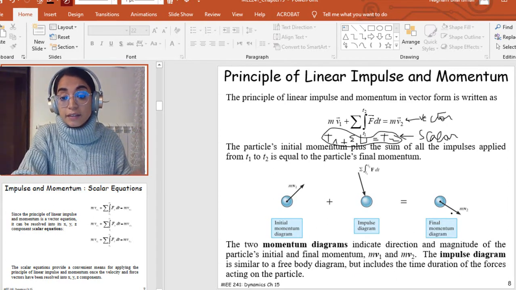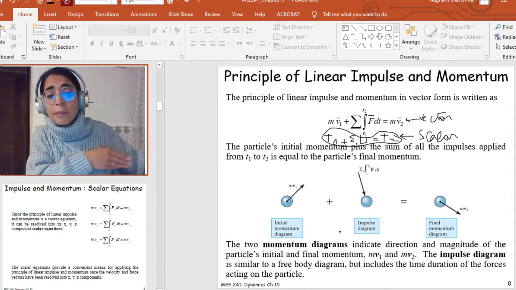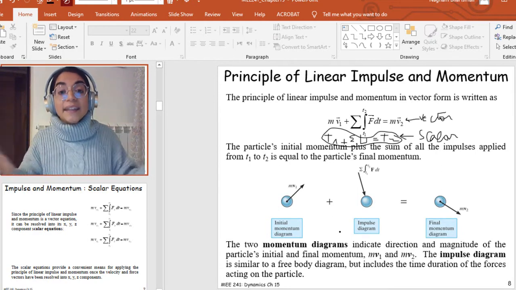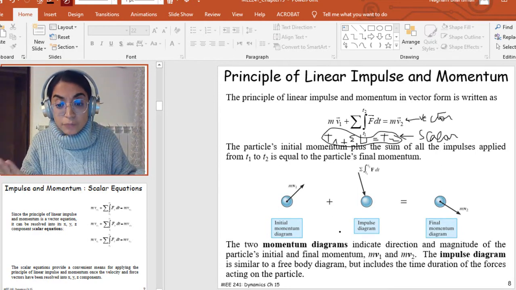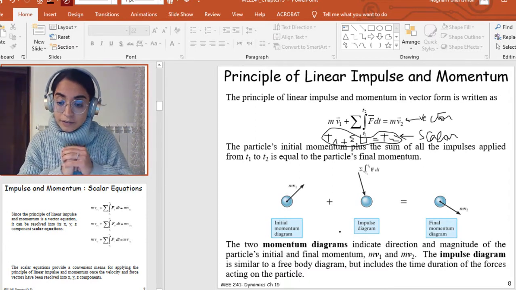So as you can see, guys, in this figure, the impulse diagram is very similar to the free body diagram, except that I am showing here the integration of the force in terms of time. So it includes the time duration of the forces acting on this particle.